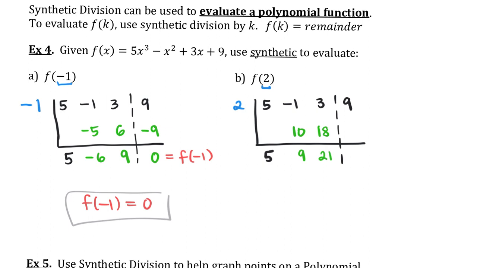2 times 21 is 42. What's 42 plus 9? 51. Okay, my remainder is going to tell me what the answer is when I plugged in 2. So it's my remainder, but it's also what f of 2 equals. So f of 2 is going to equal 51. Okay, and if I plug 2 into this function, I should get this answer. But sometimes synthetic is actually easier or faster than plugging it in and worrying about order of operations and everything else.